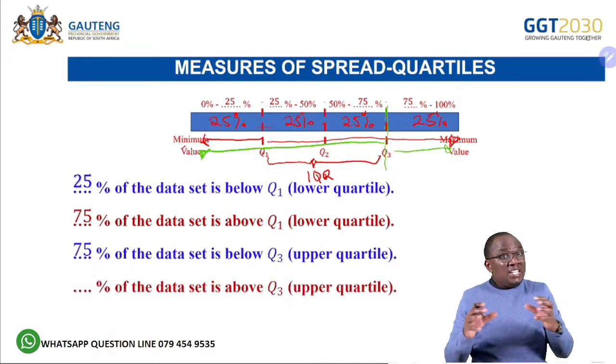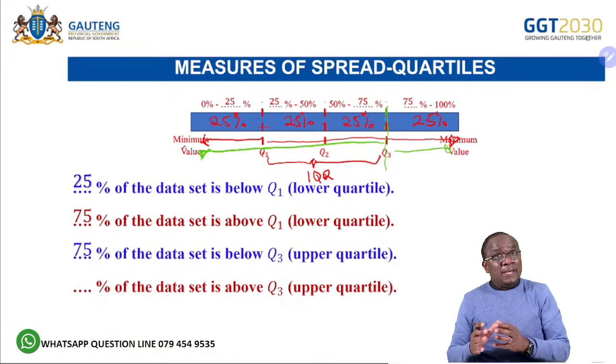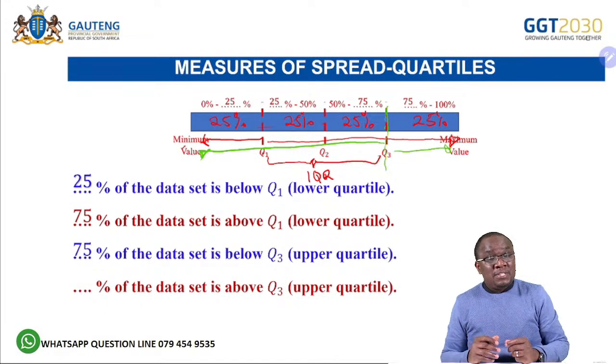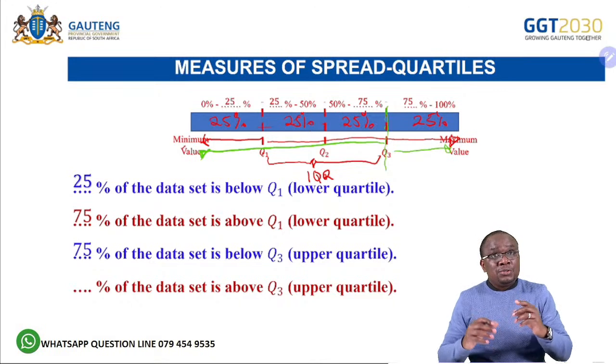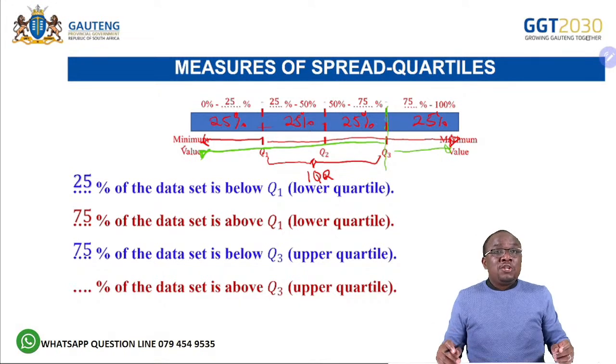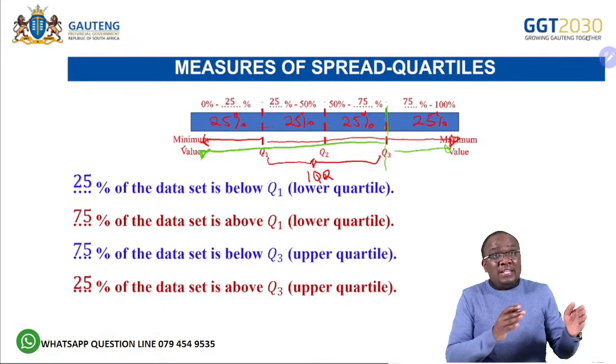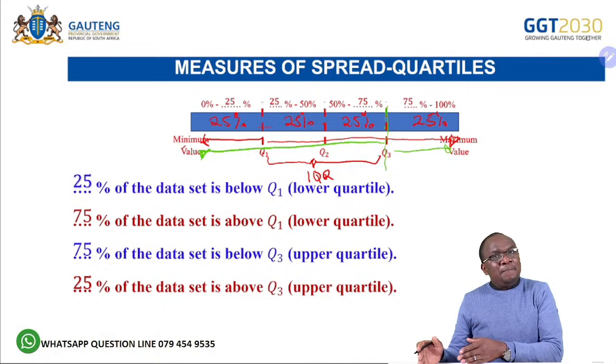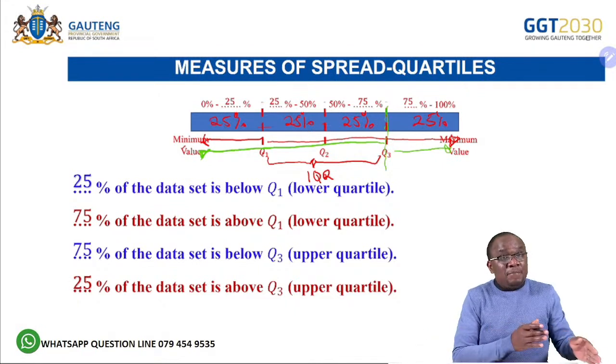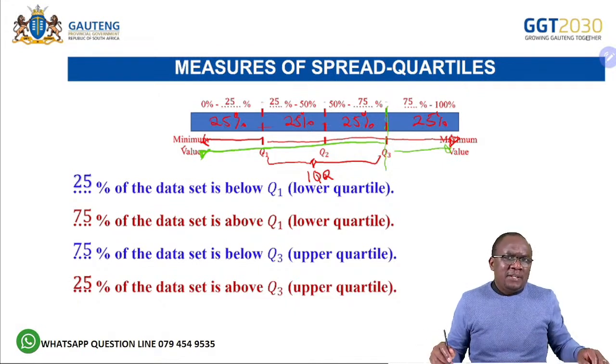We're going towards the box and whisker. You may not be able to do it today, but we're going to be able to do it in the next lesson, and you should be able to interpret the box and whisker. So we're going towards that. You must understand now that there's 25% above the upper quartile and 75% below the upper quartile.